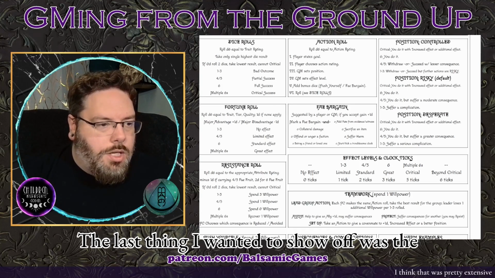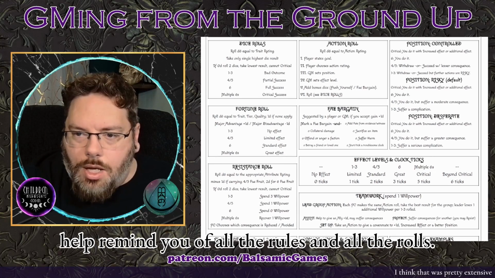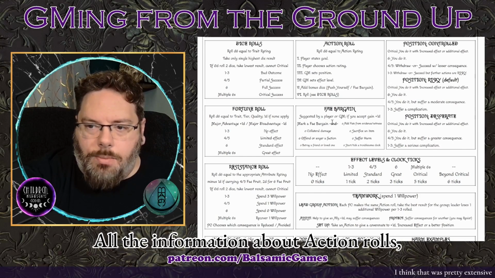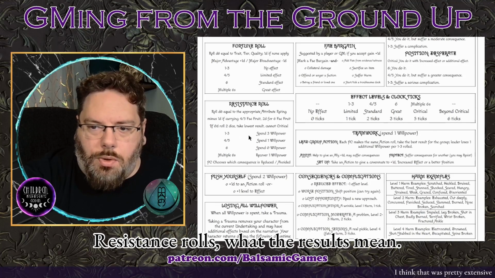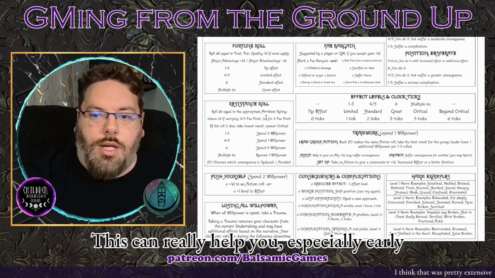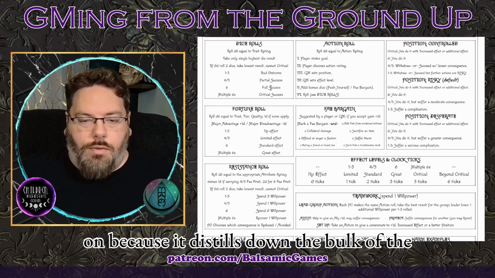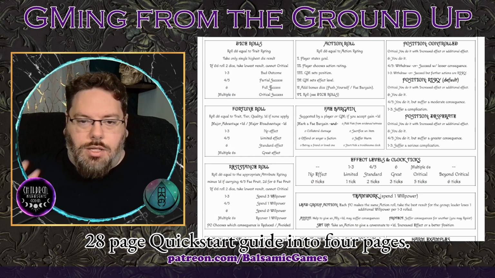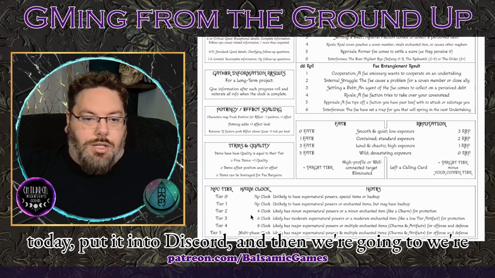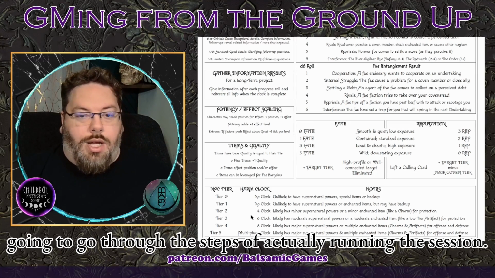The last thing I wanted to show off was the Children of Midnight Coven cheat sheet to help remind you of all the rules and all the roles, all the information about action rolls, resistance rolls, what the results mean. This can really help you, especially early on, because it distills down the bulk of the 28-page quick start guide into 4 pages. So I'm going to write up the stuff that we talked about today, put it into Discord. And then we're going to go through the steps of actually running the session.